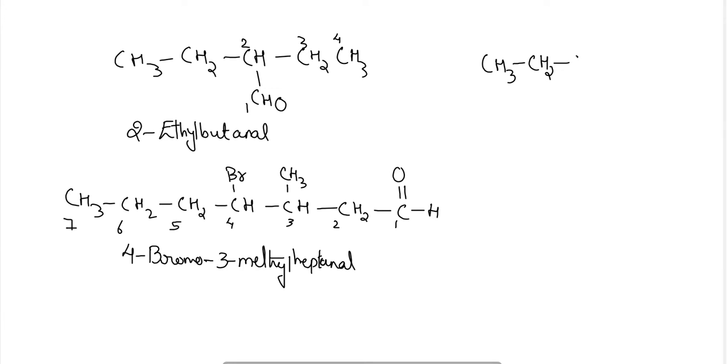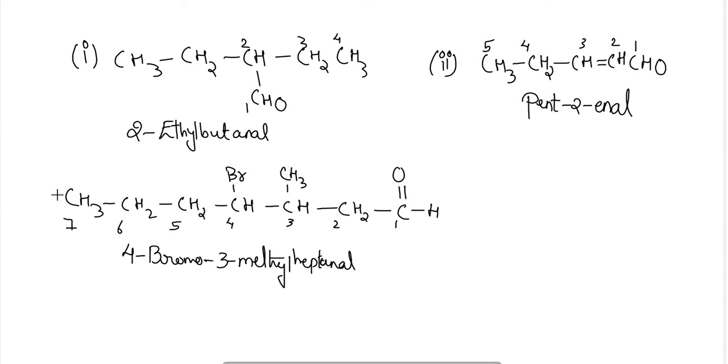Okay. Next, CH3, CH2, CH double bond CHO. Here 1, 2, 3, 4, 5. So here the name of this compound will become pent. At the second position the double bond is attached, so the bond name will become ene. And at the first position the aldehyde group is there, so it will become pent-2-enal. Okay, pent-2-enal.